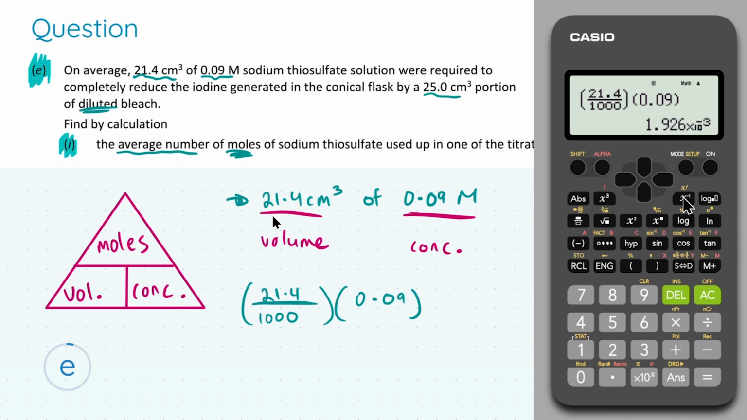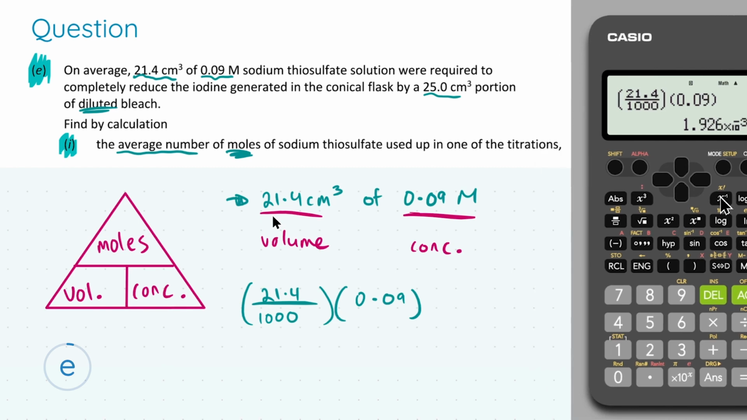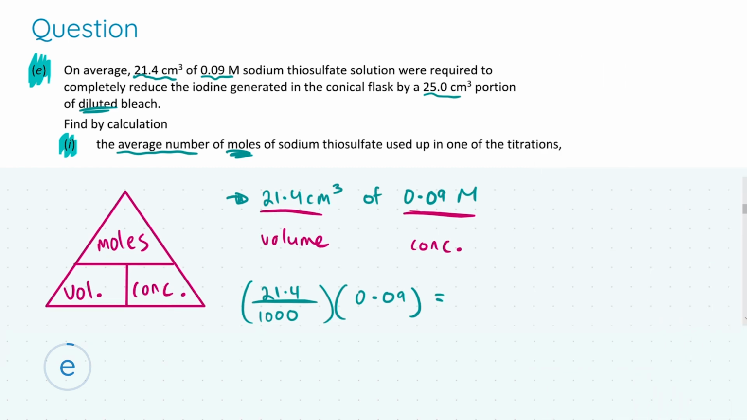Now obviously you can write this in scientific notation like it is here, or you can expand it out if you'd like to, but it doesn't really matter, so I'm just going to write it down in an expanded form. Writing it down here, we have 0.001926 moles, and that is our final answer.